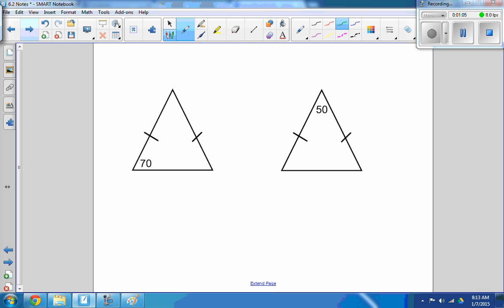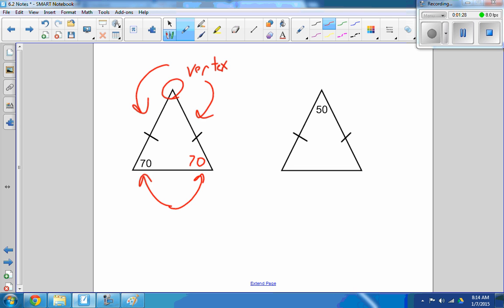So let's use that knowledge here to see if we can solve some unknown angles. So we know this is the vertex because it's in between the congruent sides. Thus, these have to be the base angles, which means they have to be congruent. So that has to be 70. So now we find the vertex angle. They add up to 180 because all three angles of the triangle add up to 180. So 70 plus 70 is 140. 140 plus 40 is 180 degrees.